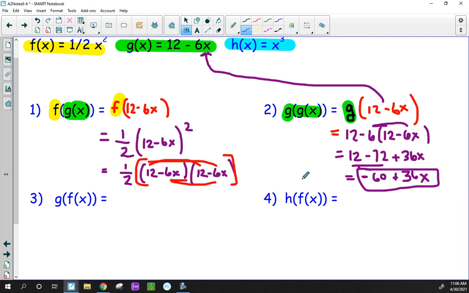Okay, and these problems can get longer. I could have said like g of f of x, or do f of g of h of x. You just follow the same pattern and do one step at a time.